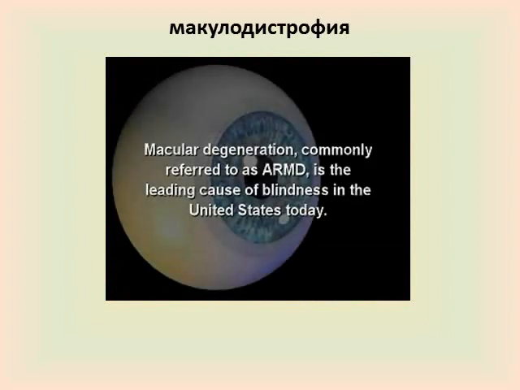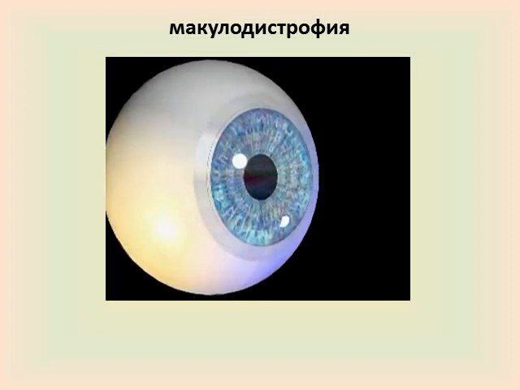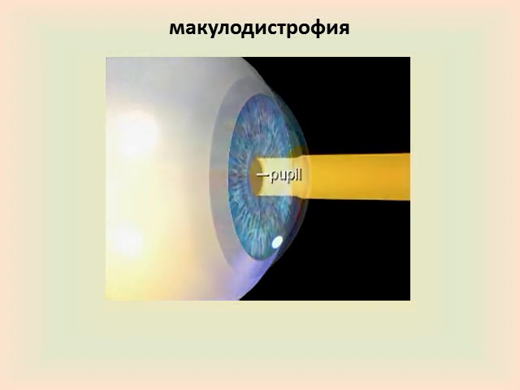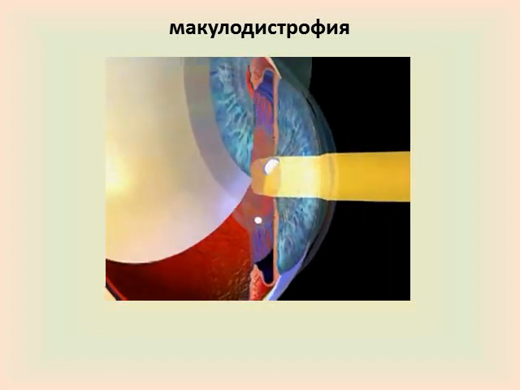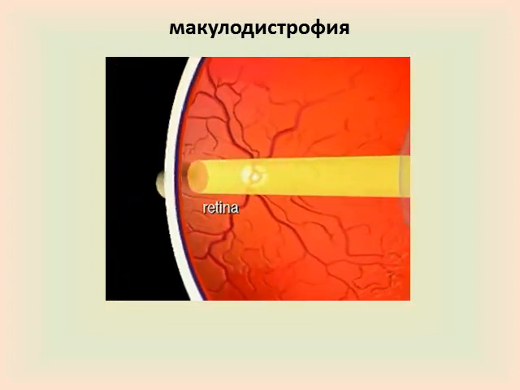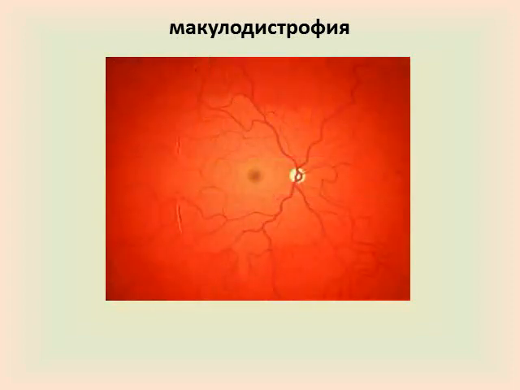Macular degeneration, commonly referred to as ARMD or age-related macular degeneration, is the leading cause of blindness in the United States today. During normal vision, light enters the eye through the cornea, then passes through the pupil and the lens, focusing at a small area on the retina at the back of the eye called the macula. The macula is located in the center of the retina and provides us with detailed, straight-ahead vision. It allows us to see fine details like facial features and fine print.